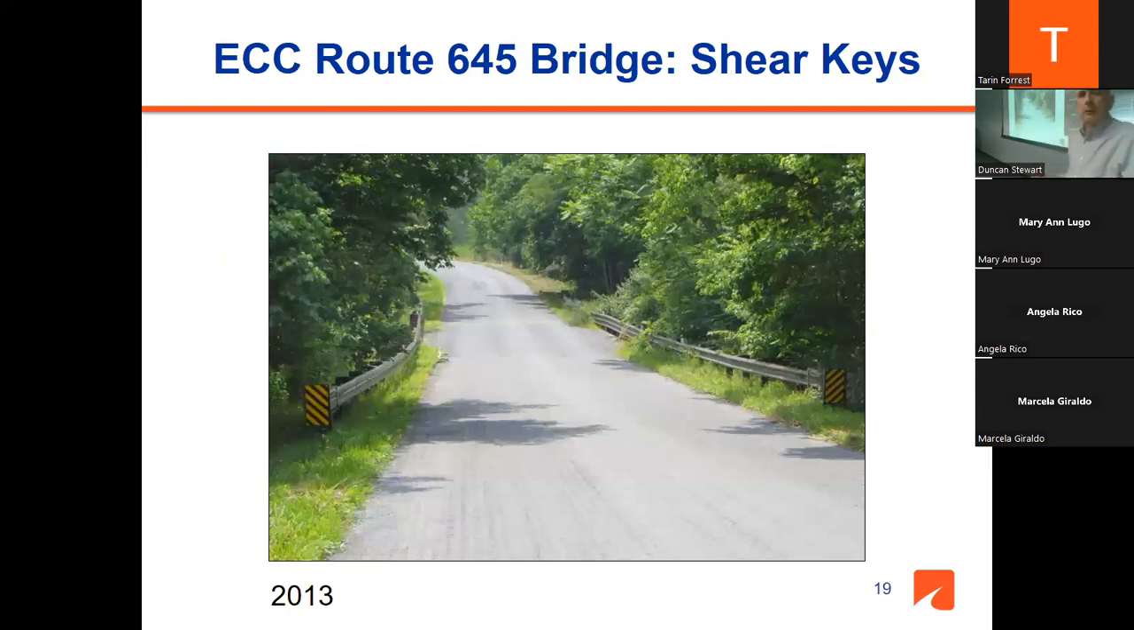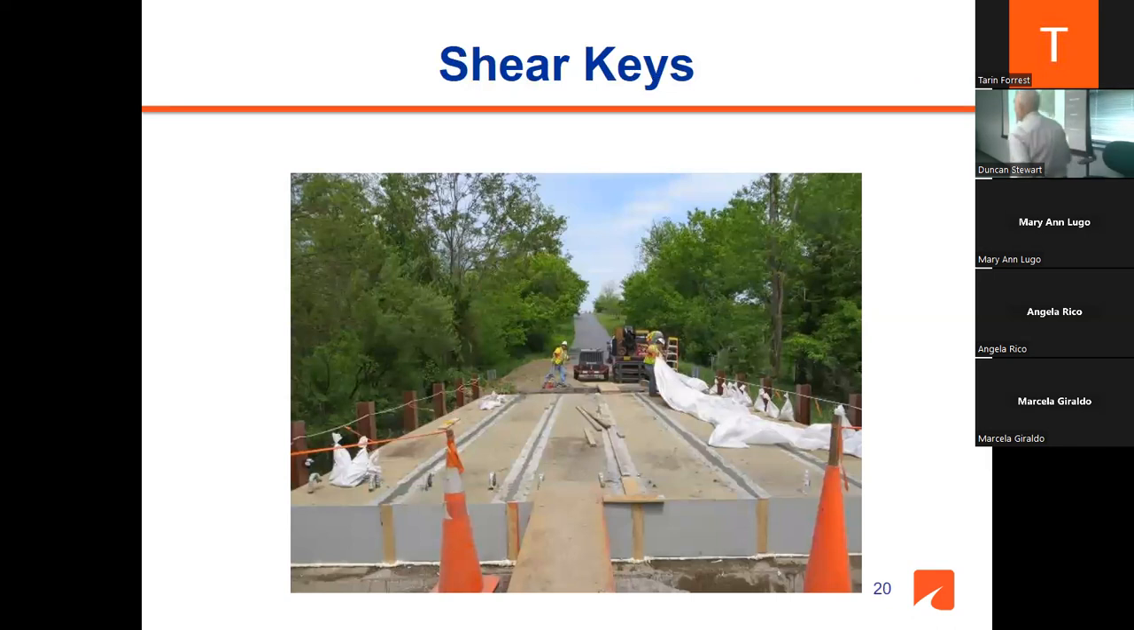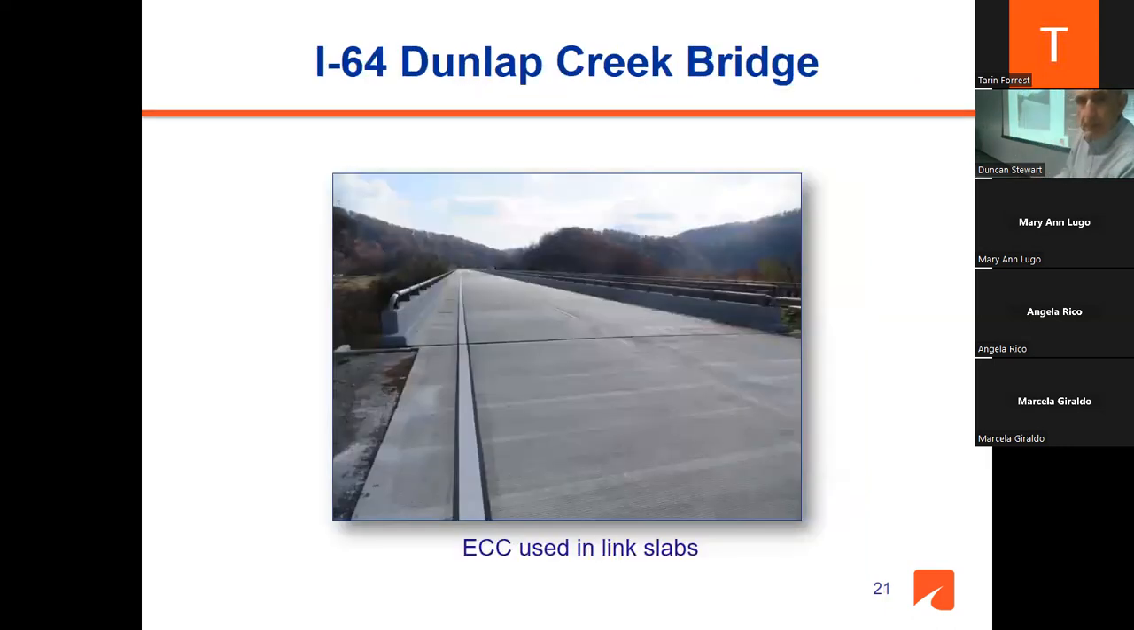For example, we did this in 2013, our first application about 10 years ago in Route 645 near Winchester. This is this small bridge we used. This is during construction. As you see here, we are filling these shear keys with some different things, and one of them was the ECC. And what we found out is that it didn't leak, it did well. So now VDOT is using this in shear keys.